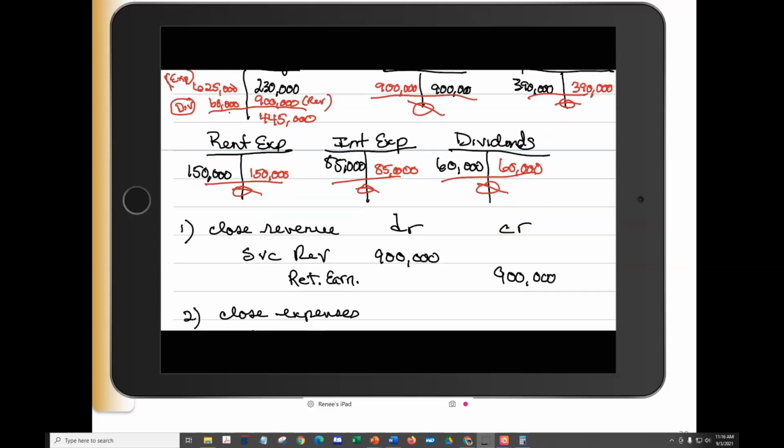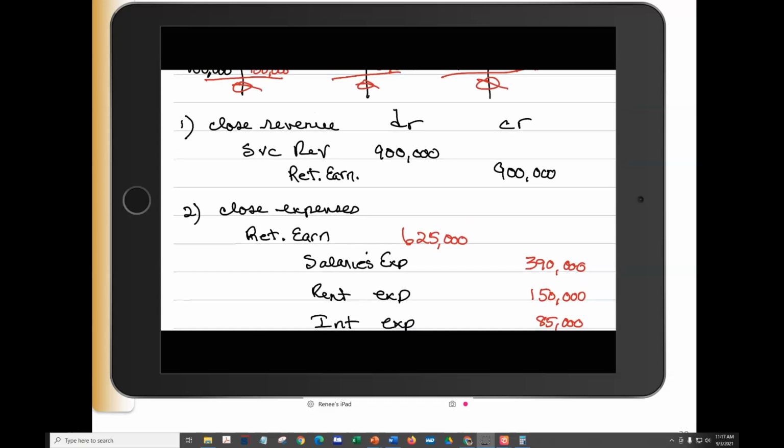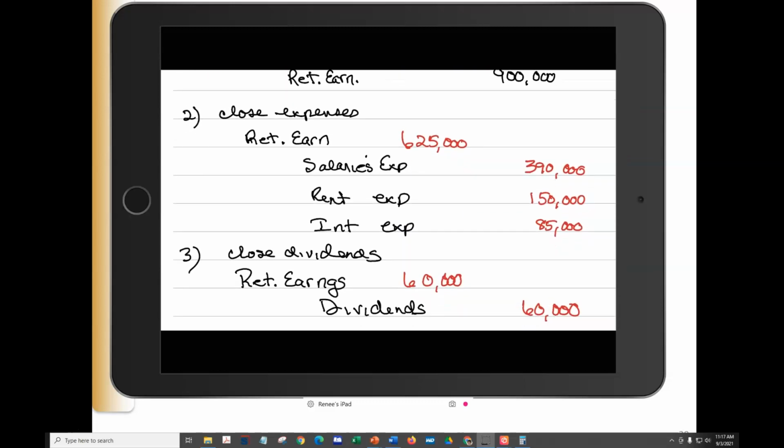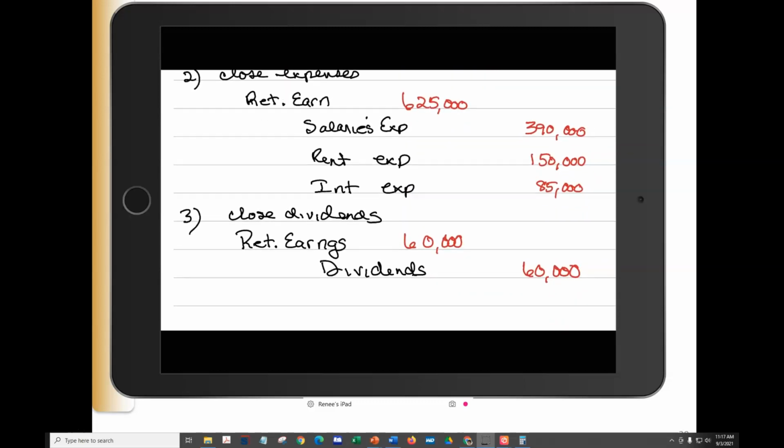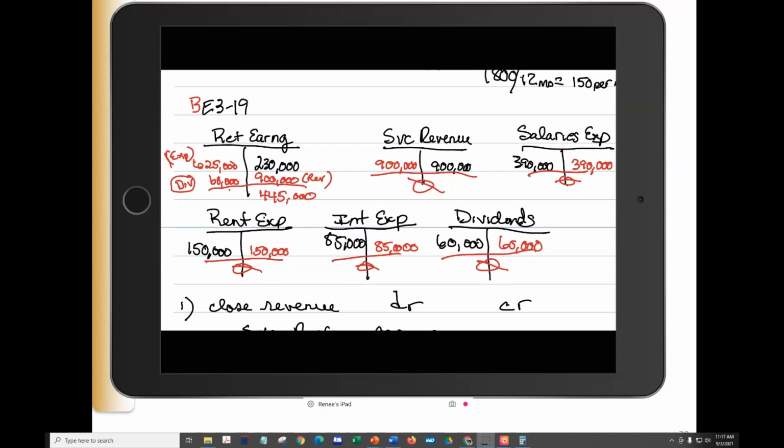Those are closing entries. 3 steps. Close your revenue accounts, close your expense accounts, and close your dividend accounts. And it's easier to just draw out the T accounts and put the balances in them and then determine what you have to do to make those zero. Everything you do gets put to retained earnings.